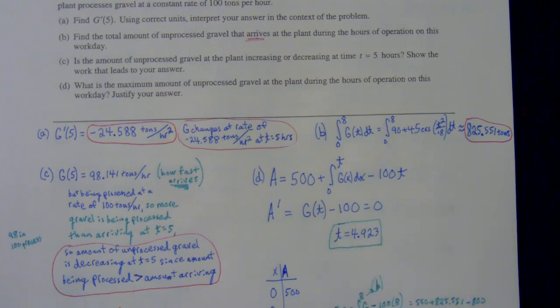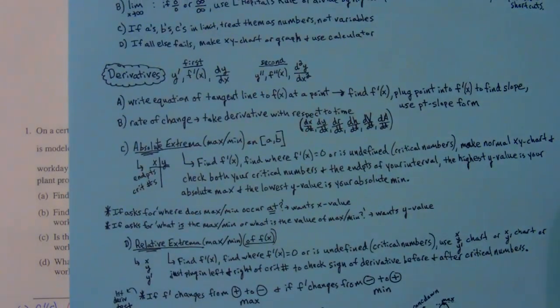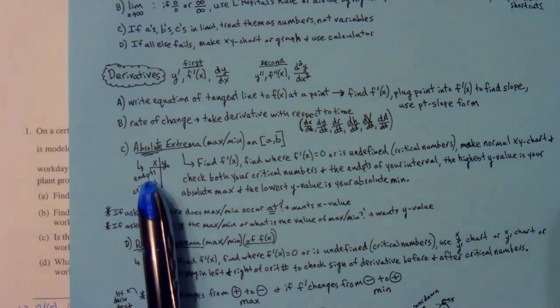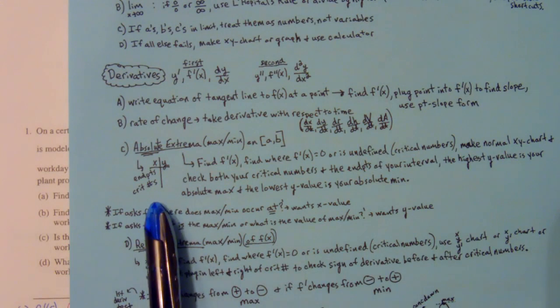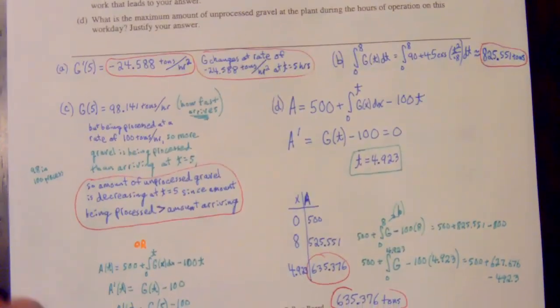Now, when this says the maximum amount, minimum amount, and you have a closed interval, this is a 3.1 absolute extrema problem. From your blue packet, we'll make an XY chart, and we need to check the endpoints and the critical numbers. They'll have on their rubric that if you're not checking all valid candidates, you won't receive full credit. So here's my whole work for letter D.